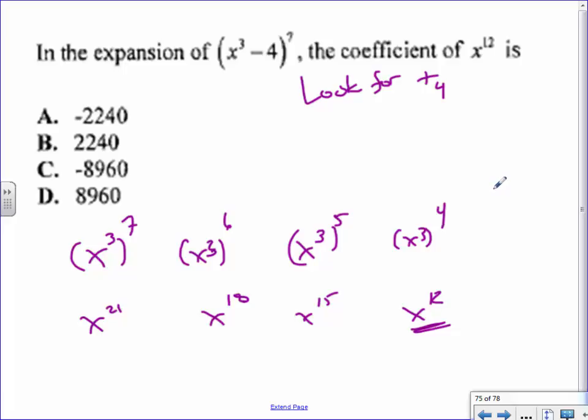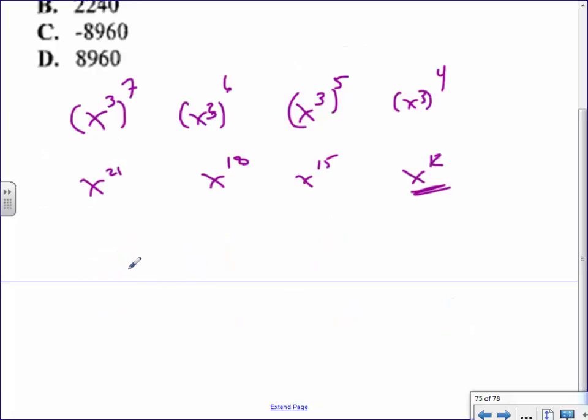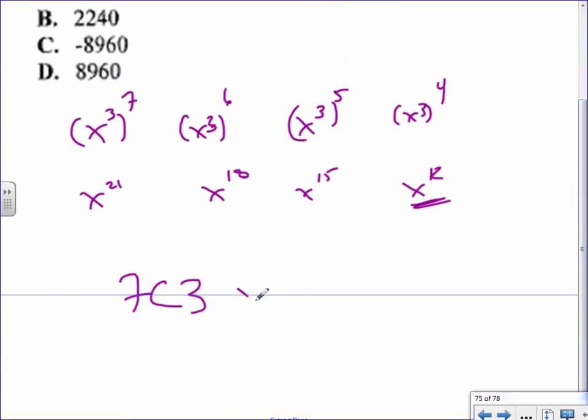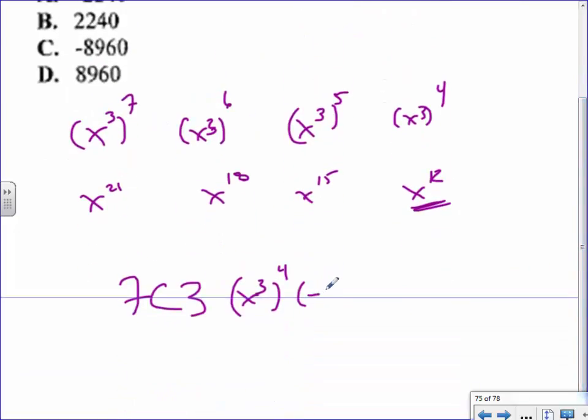Okay, now that I know that I'm looking for term 4, now I can start to write out what it would be. So term 4 means I need 7 choose 3, right? Because the first one would be 7 choose 0, 7 choose 1, 7 choose 2, 7 choose 3. So it's always offset by 1. That's the hardest thing for kids to figure out. If you can get that, it's 7 choose 3, and then we need x to the 3 4 times, and we would then need negative 4.